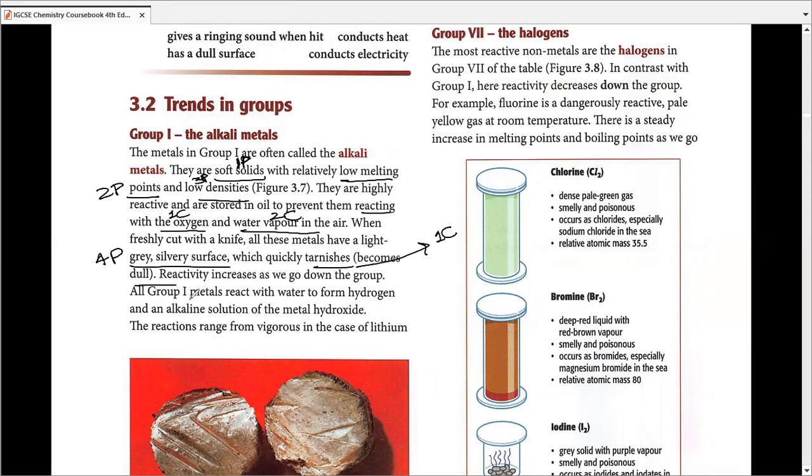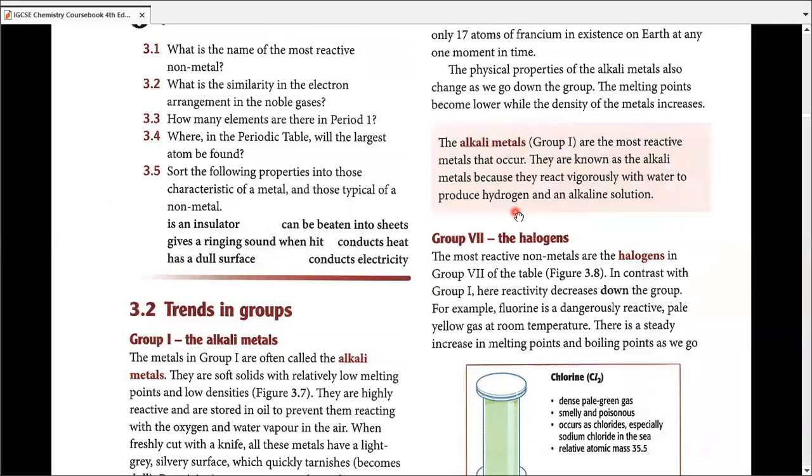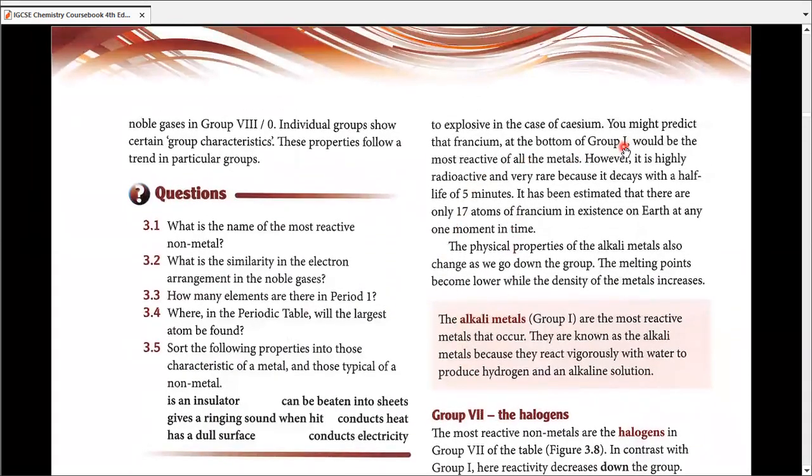Reactivity increases down the group. All alkali metals react with water to form hydrogen and alkaline solution of metal hydroxide. We can call it as second chemical property. So this is just an extension to the previous work. The reactions range from vigorous in case of lithium, and you must understand these adjectives because they are very important, to explosive in case of cesium. Now he has just used 2 over here.